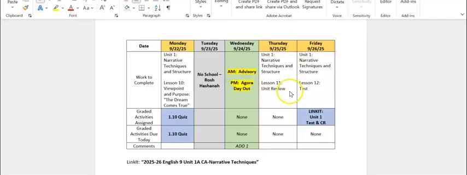Thursday the 25th, we will do our Unit 1 Lesson 11, which is our unit review. Friday the 26th, we'll start working in Unit 1 Lesson 12, which is the test. We will start working in the Linkit assignment, Unit 1 Test and CR. In Linkit, it is called 2025-26, English 9, Unit 1A, CA, Narrative Technique.